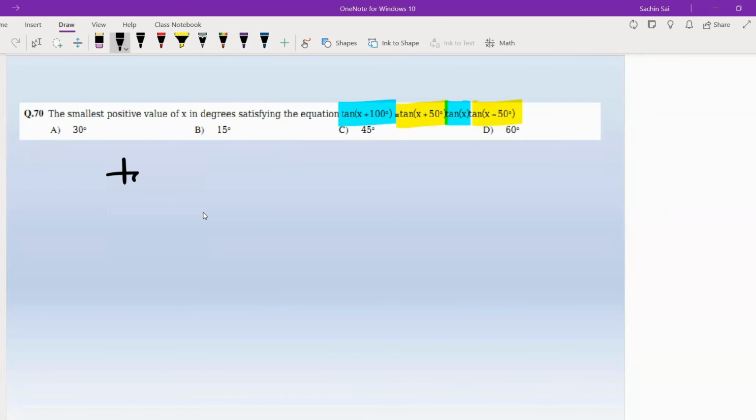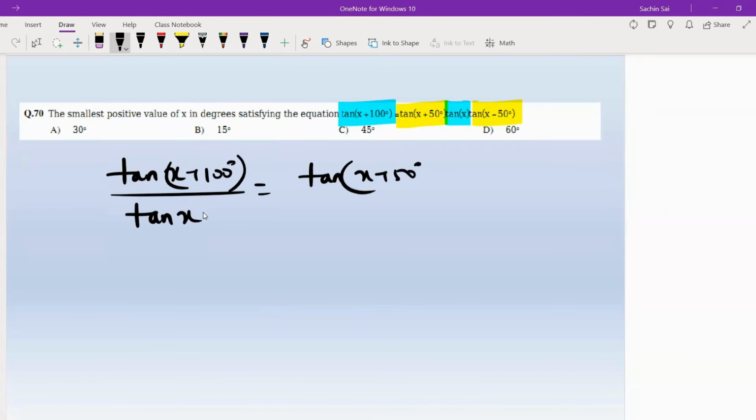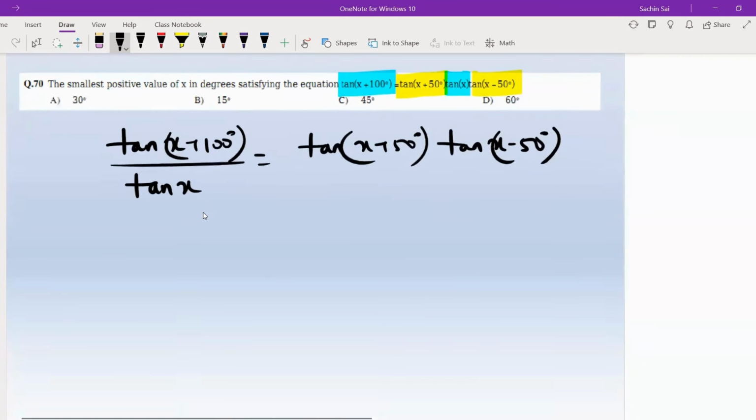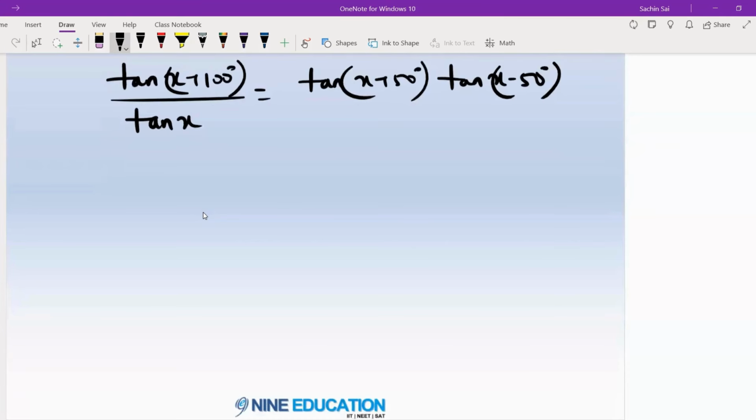I can say tan of x plus 100 by tan x equals tan of x plus 50 degrees into tan of x minus 50 degrees, right? So I've isolated the angles to one side. So on one side, the difference of the angles is 100 degrees. On the other side, the difference of the angles is also 100 degrees.